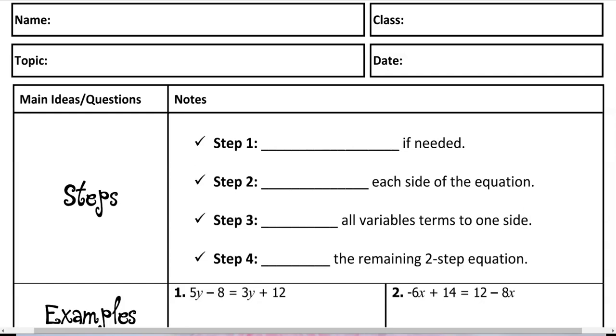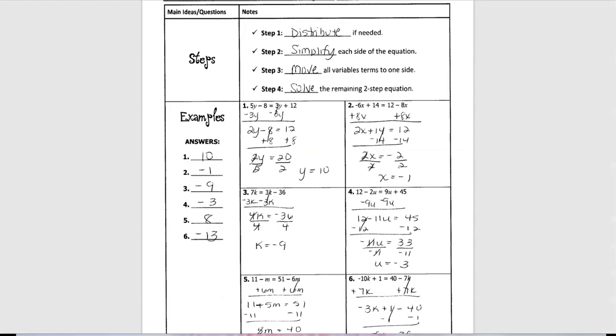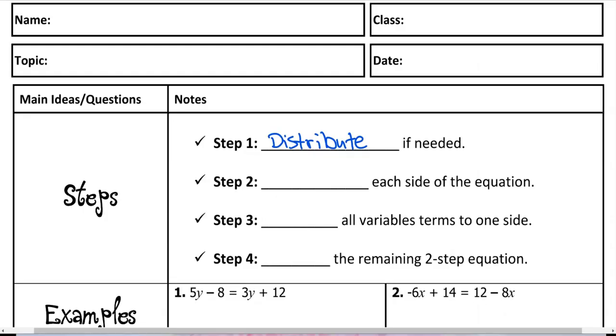Step one, if we can, we're going to distribute. If we're able to, we will distribute if it's possible. Not always the case, but if it's there, we're going to do it. Then you are going to simplify each side of the equation, which means you might have to combine like terms.